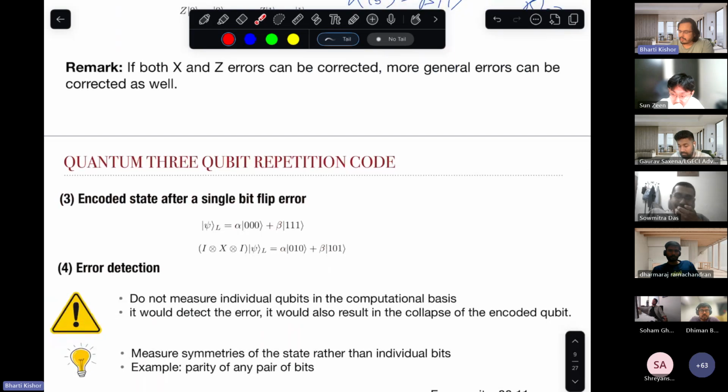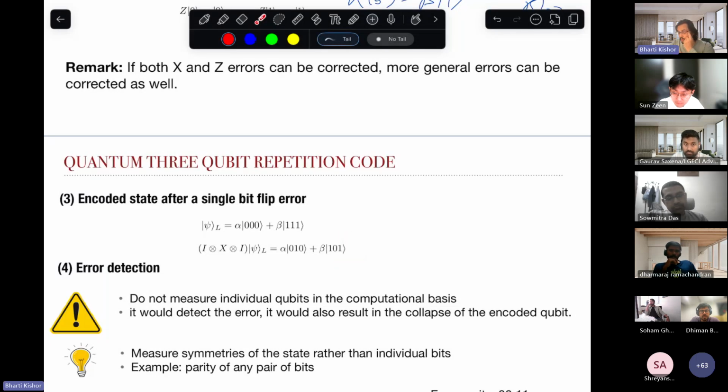Okay, so you start with alpha 000 plus beta 111. That's your encoded qubit. Now let's say the second qubit goes through a bit flip error. In that case, it's the same as applying I tensor X tensor I. And then you have alpha 010 plus beta 101. So this flips here, and this flips here. That's how it looks.